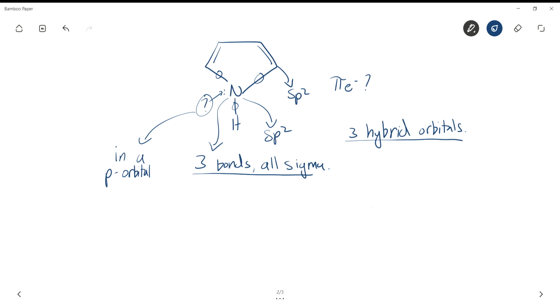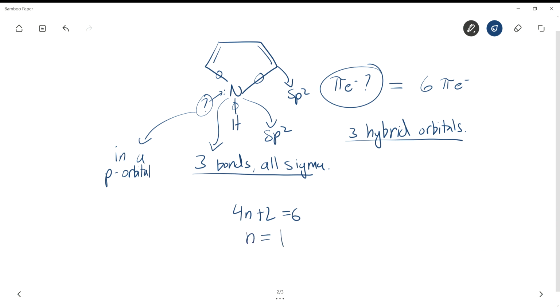If those lone pairs are in a p orbital, that means we can figure out the number of pi electrons. The number of pi electrons is going to be 6 pi electrons in this molecule. So when we go to Huckel's rule again, 4n plus 2 equals 6, you're going to do the same calculation and end up with n equals 1. And since this is a whole number, this tells us that this molecule, pyrrole, is also aromatic.